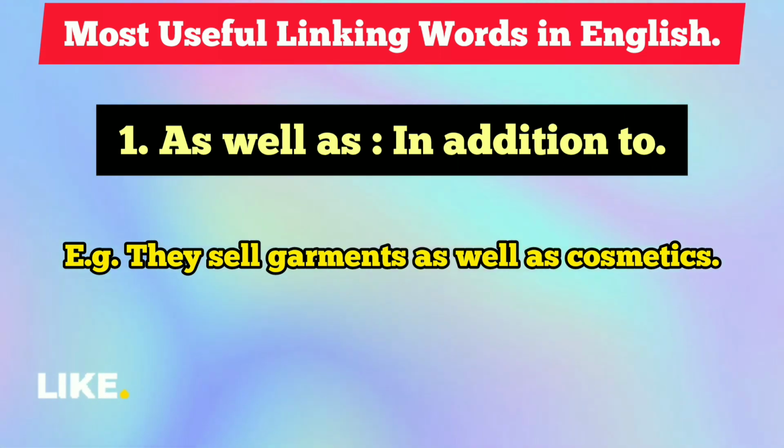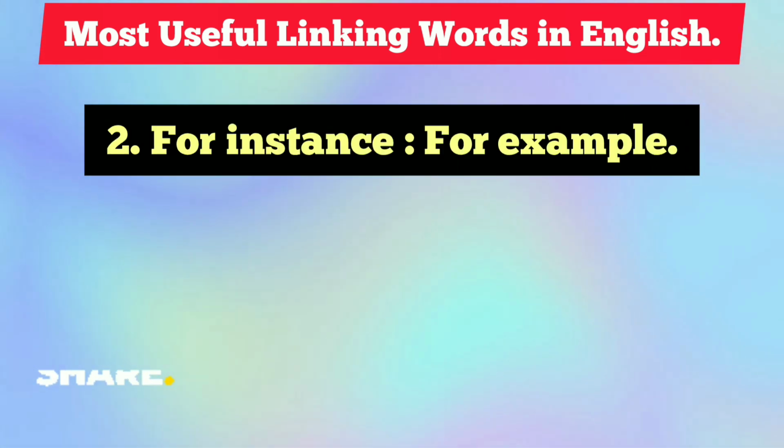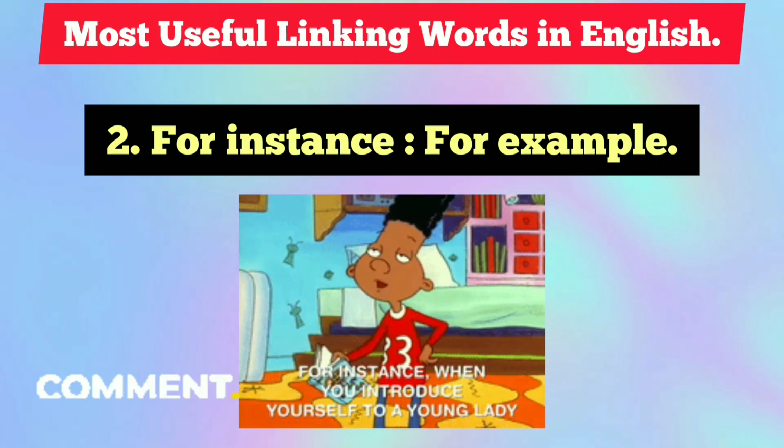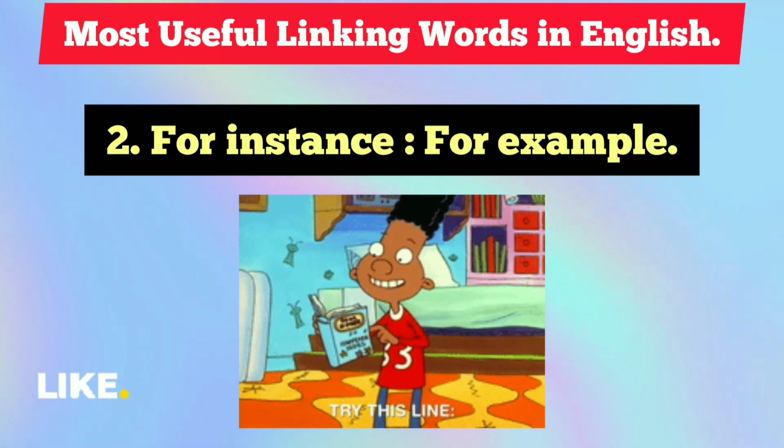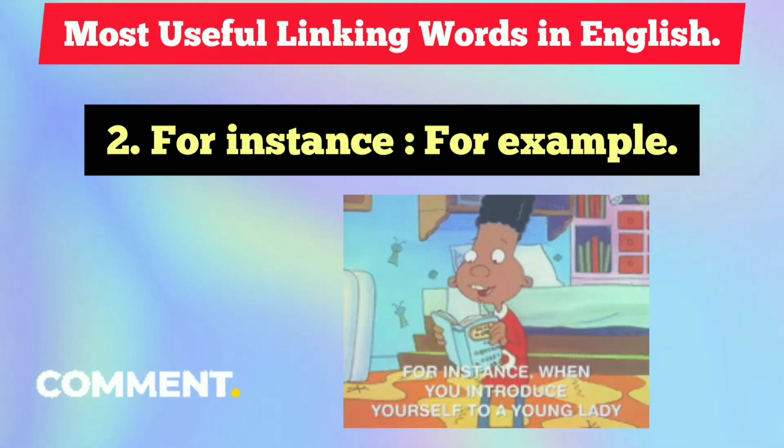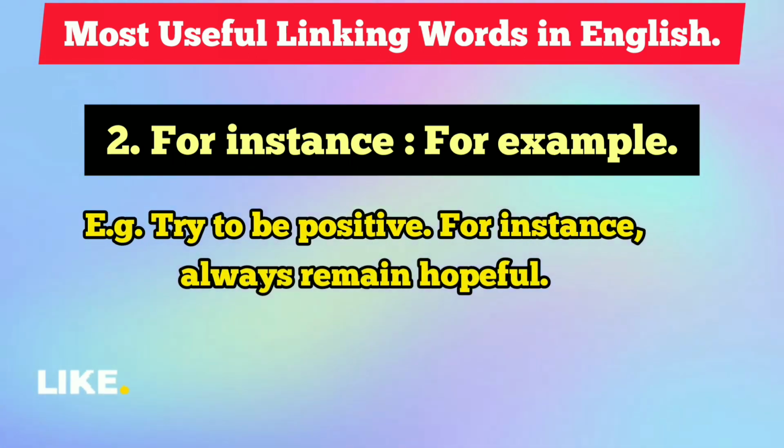So up next we will see the next one, that is for instance. For instance means for example. When you want to give an example, we say for example, we also use for instance. So as you see the example, try to be positive. For instance, always remain hopeful. So I am using for instance and joining.